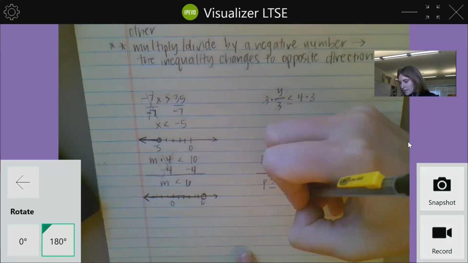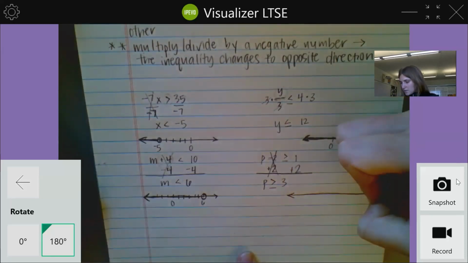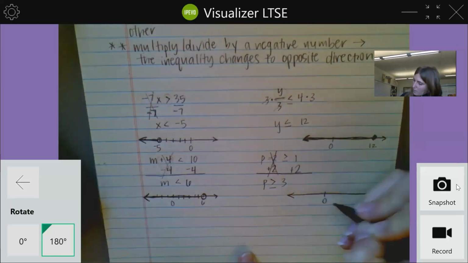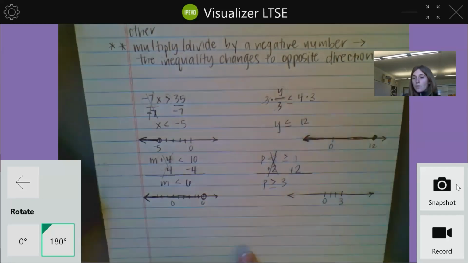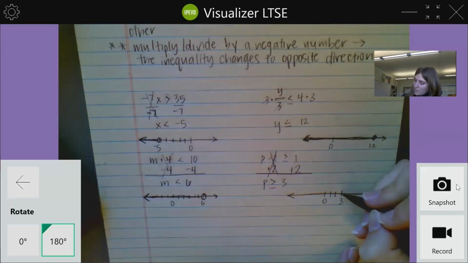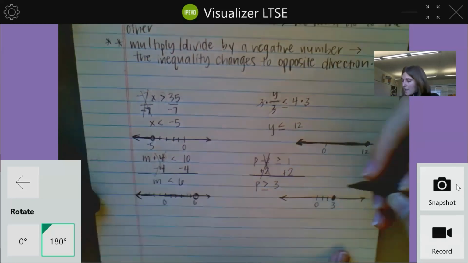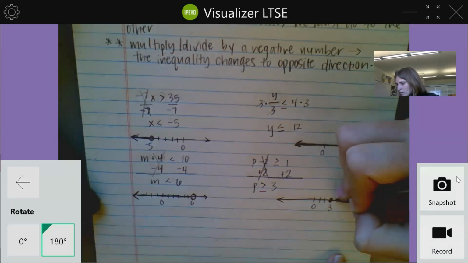Again, on a number line, I have 0 here in the middle, and then 1, 2, 3. P is greater than or equal to, so that means I use a closed circle, and I go to the right.